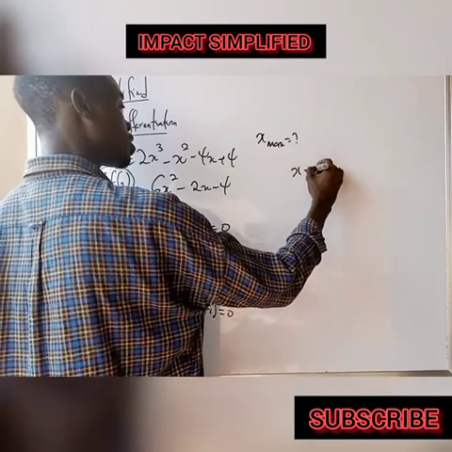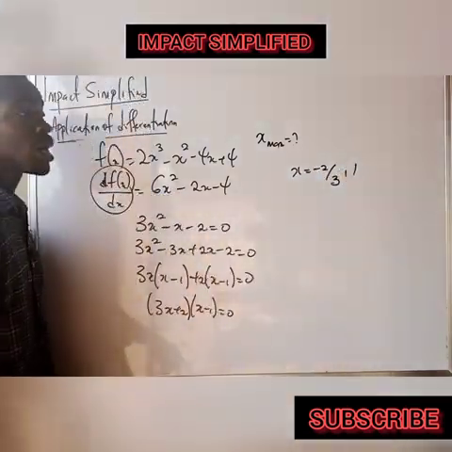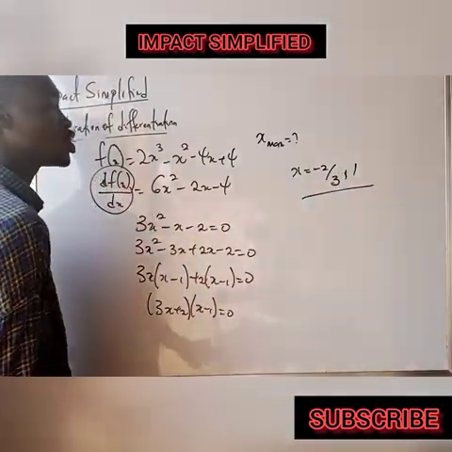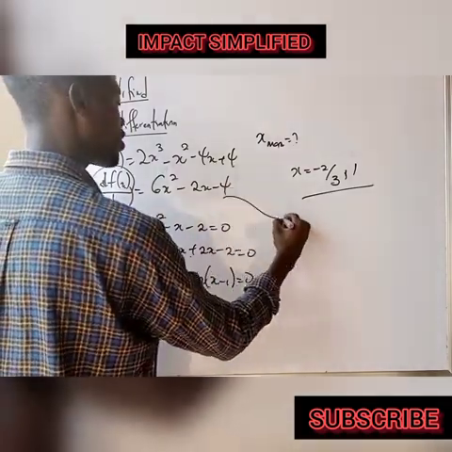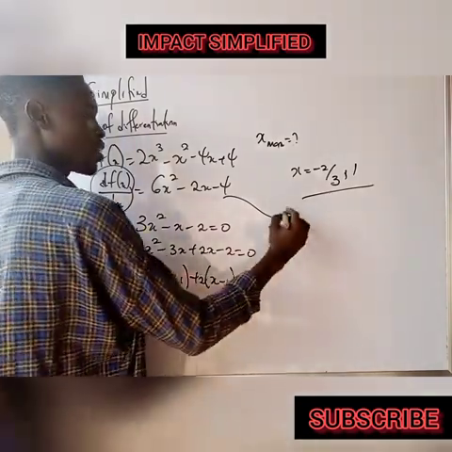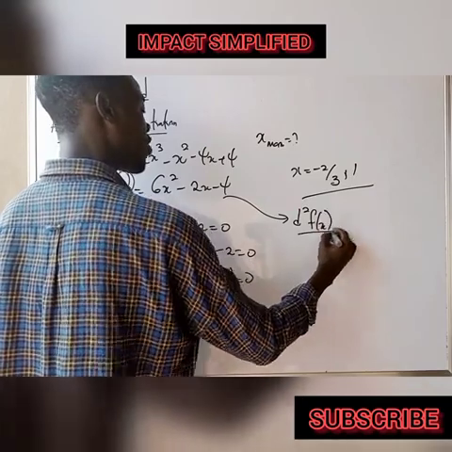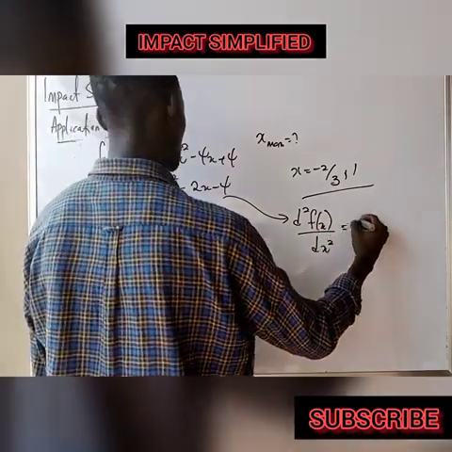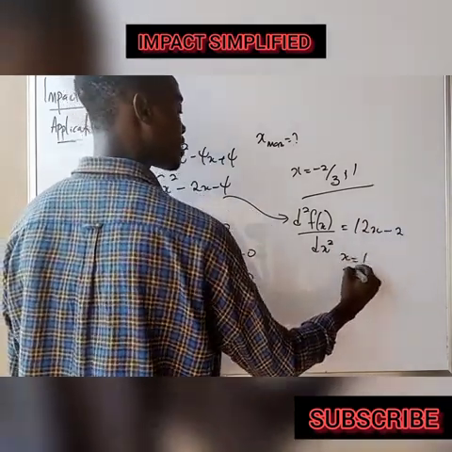And if you equate it to 0, your x is what? Minus 2 over 3 and your x is 1. So that means we are having two answers for x. If you have two answers for x, what do you need to do? You need to check. And for us to check, that means we have to differentiate our df of x over dx again. And if you differentiate that, that will give us d squared f of x over dx squared. Differentiate this again, it will give us 12x minus 2.